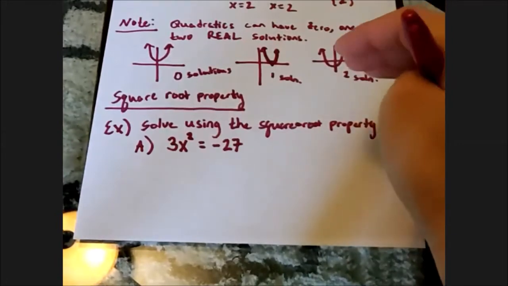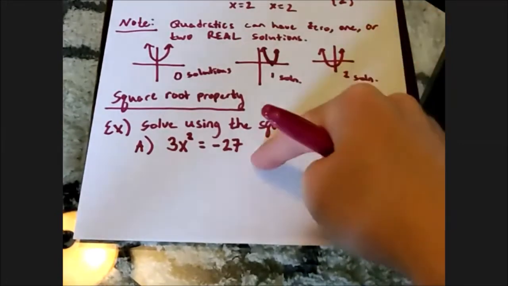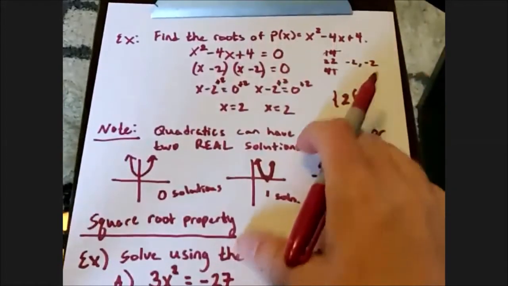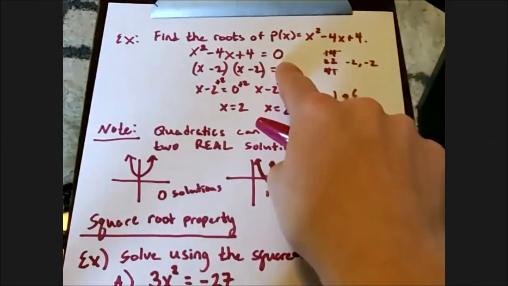Also, please be advised that with the square root property, you do not need to have 0 on one side. If you solve by factoring, you have to have 0 on one side.